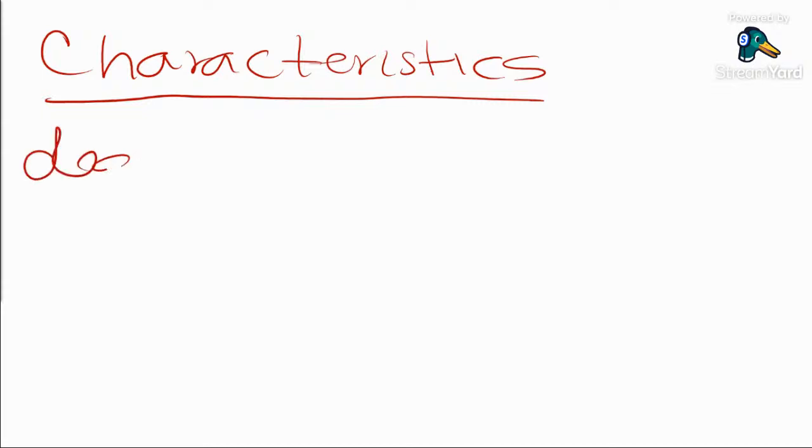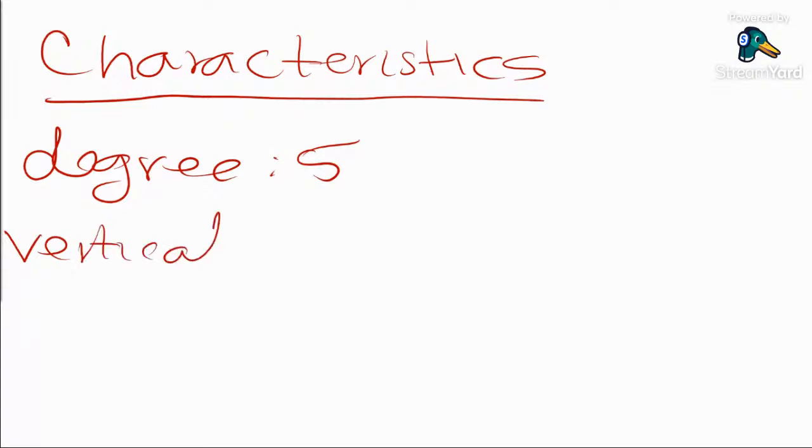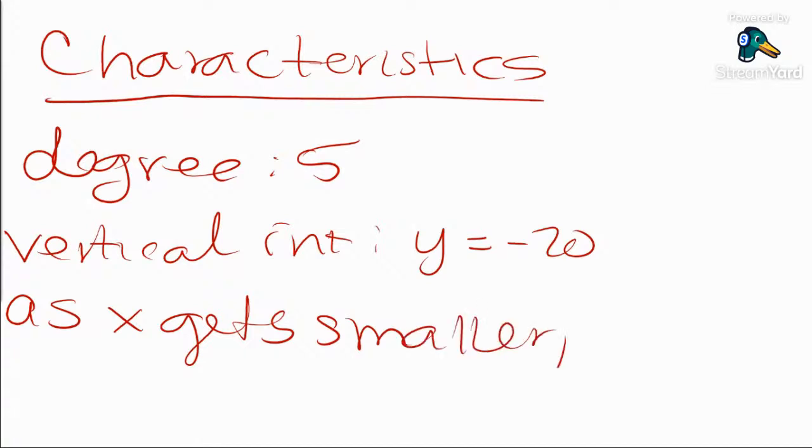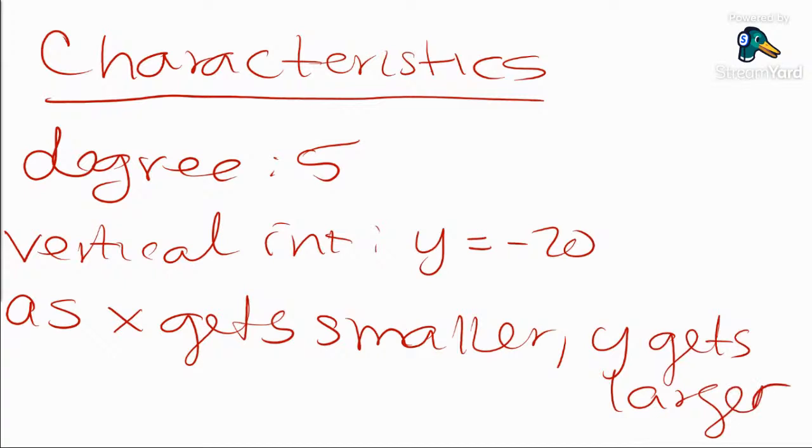But this time we're told that our degree is 5. We're told that our vertical intercept is y equals negative 20. And we're told that as x gets smaller, y gets larger. So our goal is to write a polynomial function that has that feature.